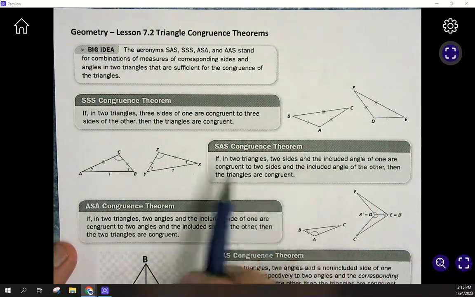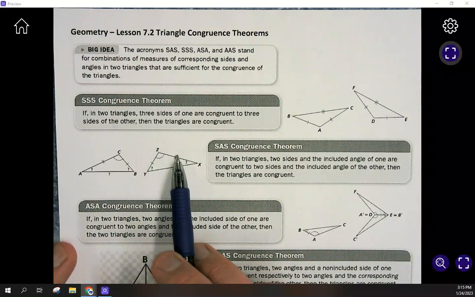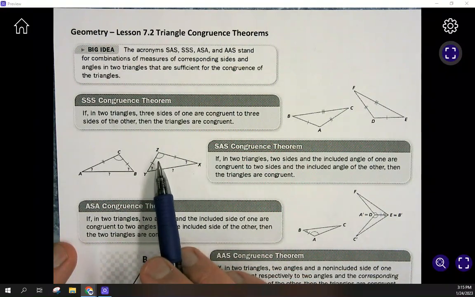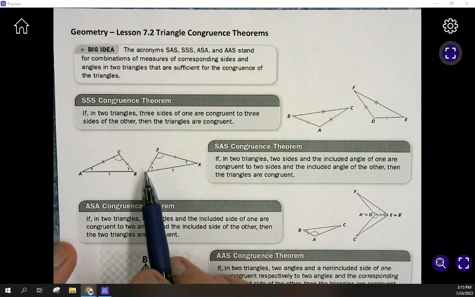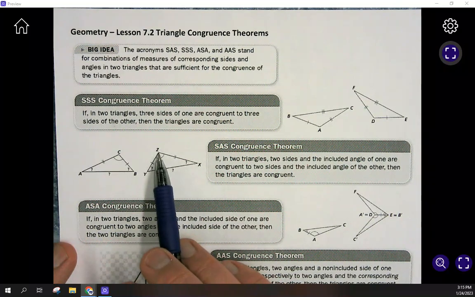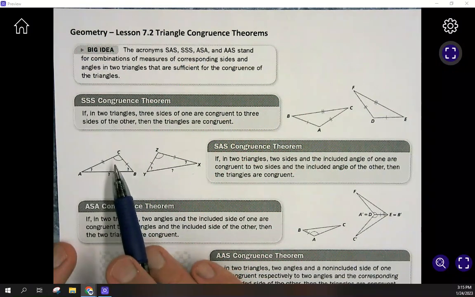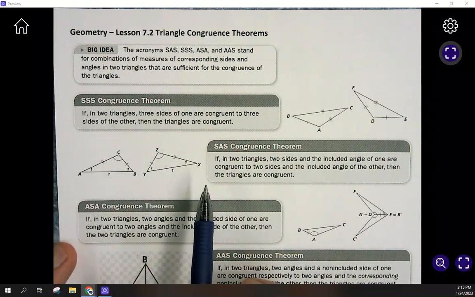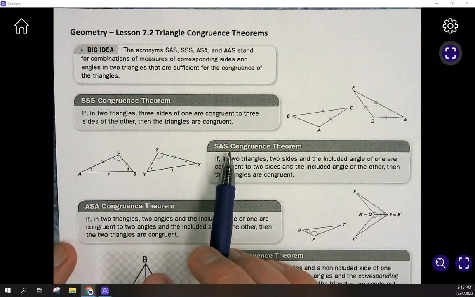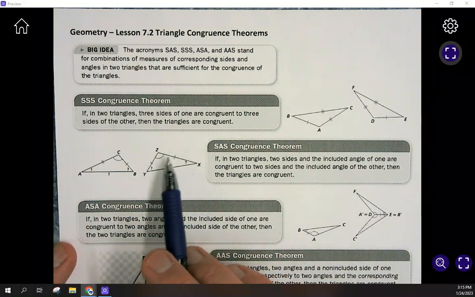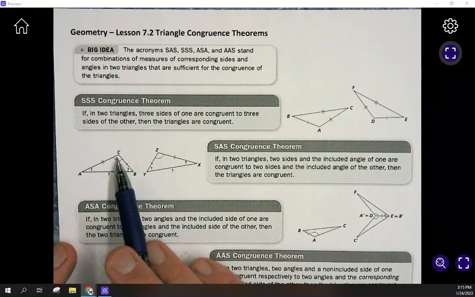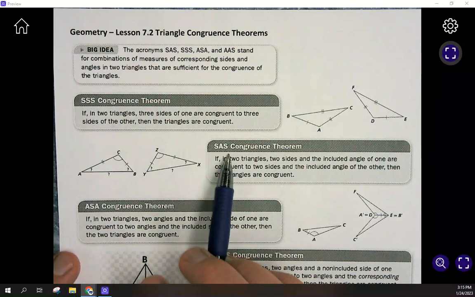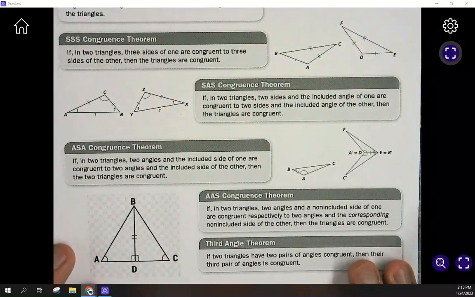Okay, SAS, same idea, but side angle side. Remember that just like when we spell this out, the A is between the S's. That angle has to be between the sides. So I actually have these two sides that are equal to these two sides. And I can't just have an angle randomly out here somewhere to make this an SAS. It actually has to be between the two sides. So right where those two sides meet is also the angle that I know is congruent. So I can use that if that's what's given to me.